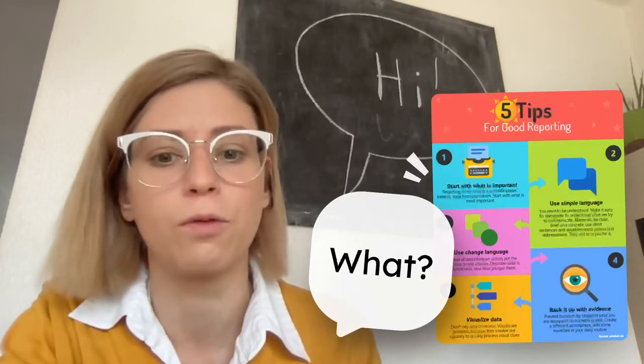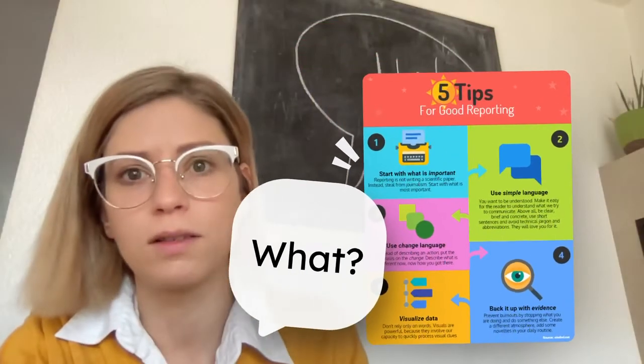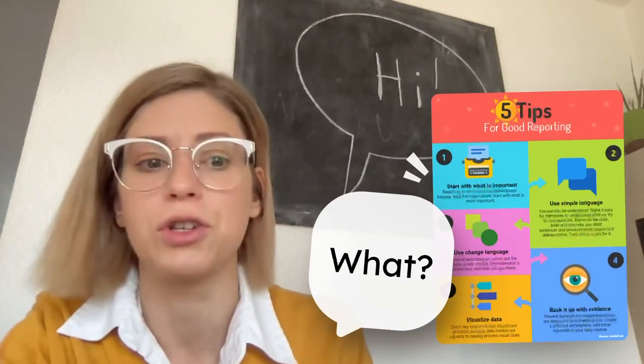So 5 tips for good reporting. First of all, start with what's important. Make sure you actually know what's important. Use simple language. I can only repeat that over and over again. Do not overcomplicate stuff. So change your language according to the action that actually happens during a report. Describe what is different now to what has happened and where we need to go. Back all of that up with your evidence, cite from your information, from the graphs and data. All of that done, it will be an awesome report. I'm sure of it, and you will manage just fine.